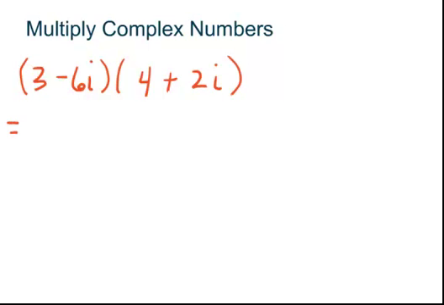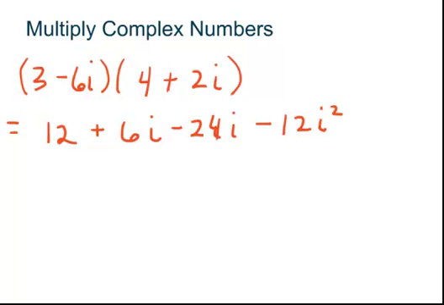We're going to multiply. First times first. 3 times 4 is 12. Outside times outside. We have 2i times 3, so that would be plus 6i. Inside times inside. Negative 6i times 4, minus 24i. And then last times last, well, it's a negative times a positive. That will be a negative. 6 times 2 is 12. And then we have an I in both terms, so that's going to be I squared.